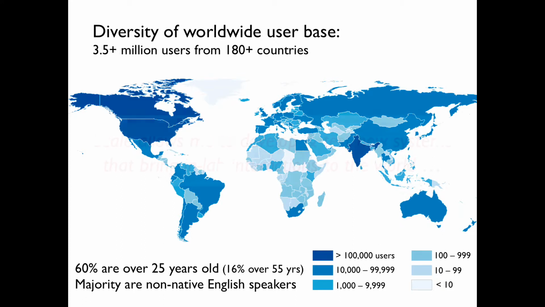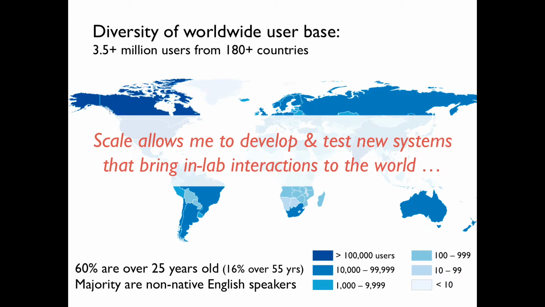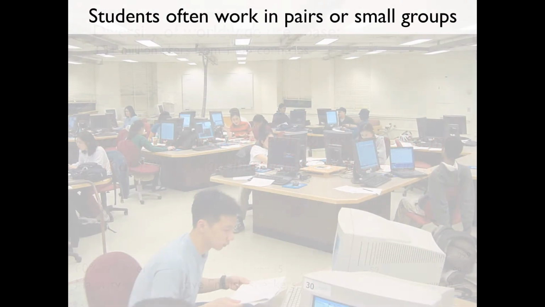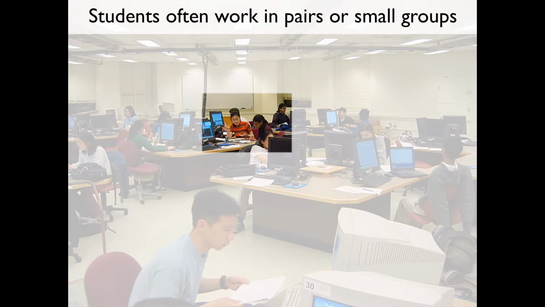The really cool thing about this unique scale is that it allows me to develop and test new systems that bring in-lab interactions to the world. So I want to talk about the first of such systems. So going back to the computer lab, one big observation is that students often work in pairs or small groups, like the pair shown here. The question is, can we bring this interaction outside of lab?